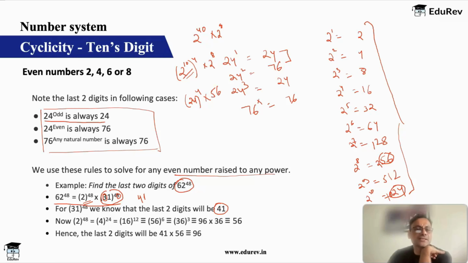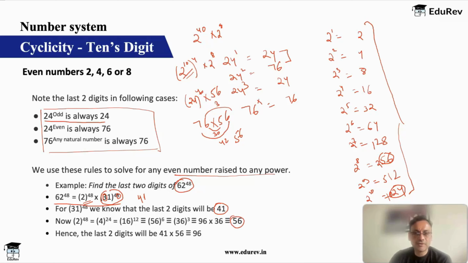Okay, this is 24 raised to an even power. 24 raised to an even power is 76. So 76 into 56, right? How much will that give you? 6 into 6 is 36, 3 carry. Then 7 into 6 is 42, 6 into 5 is 30, 42 plus 30, 72, 72 plus 3, 75. So you have 56. So you get 56 from here.